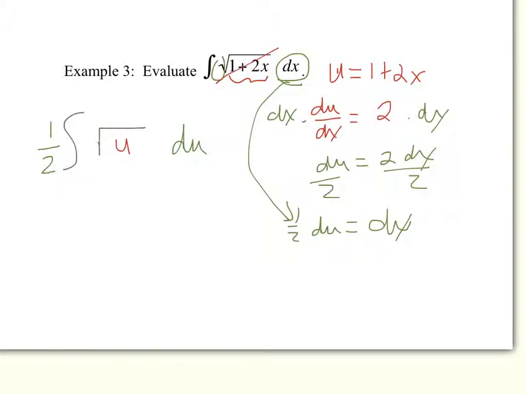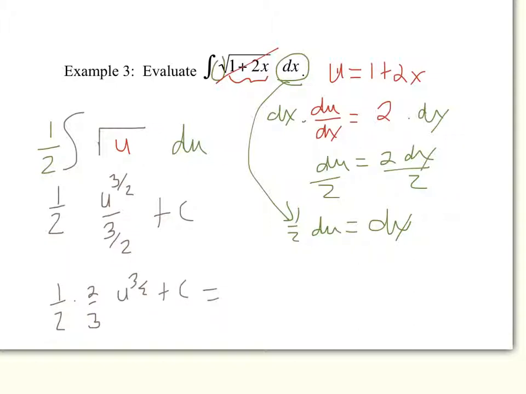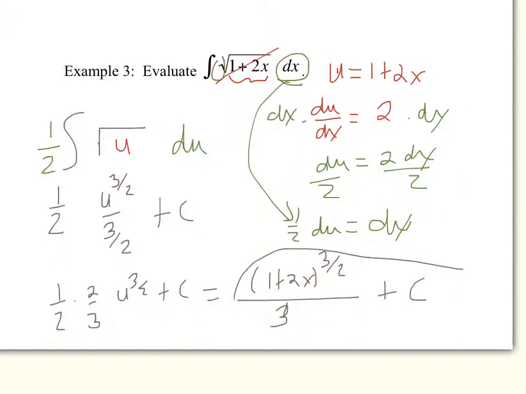And now I'm ready to go ahead and take the antiderivative. So I'd have 1/2 out front. This would be u to the 3/2 divided by 3/2 plus c, which would be 1/2 times 2/3 u to the 3/2 plus c. So for our final answer, we would have u to the 3/2, which is (1 plus 2x) to the 3/2, over 3 plus c. And maybe you wonder what happened to the 2s, but they reduced.